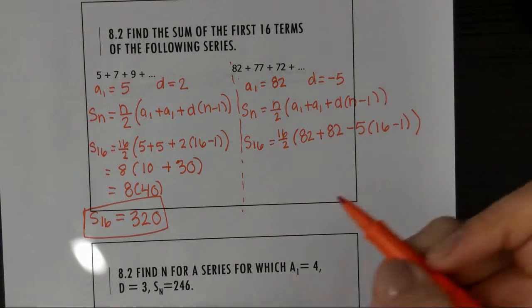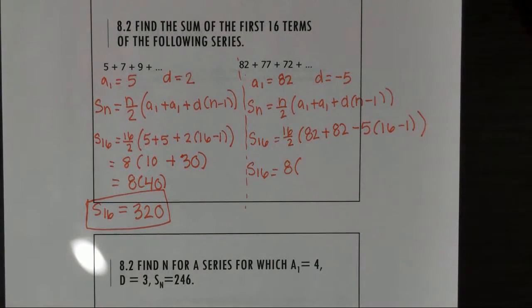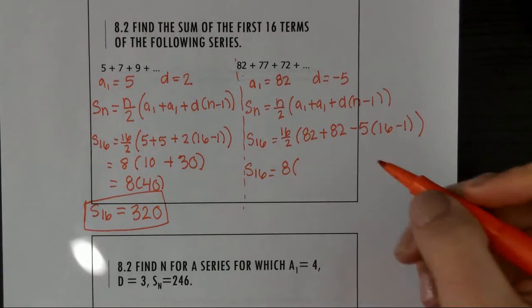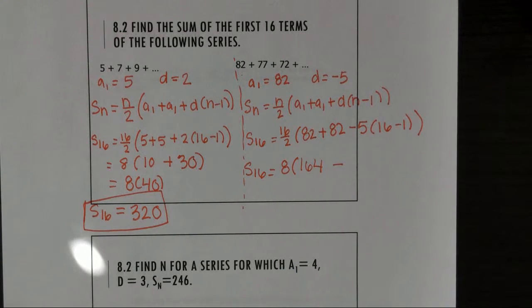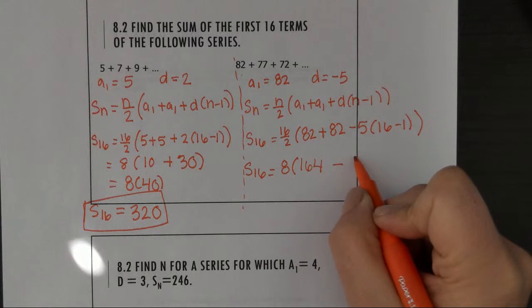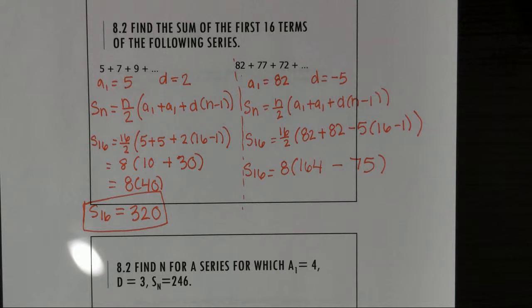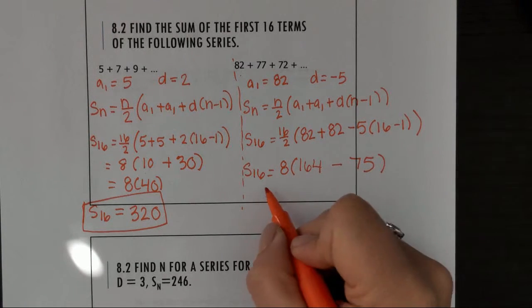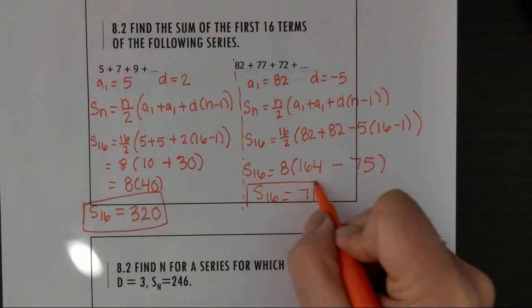Okay, so this is going to be 82 plus 82 is 164, minus 5 times 15, which is going to be 75. So now we're going to have 8 times 164 minus 75, and that equals 712.